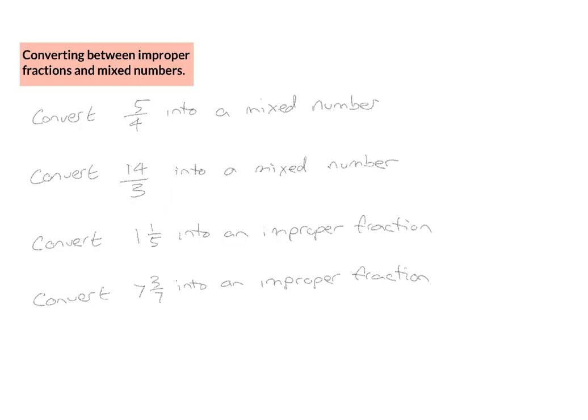Now we have converting between improper fractions and mixed numbers. Remember that an improper fraction is one where the top is larger than the bottom. Sometimes they're called top-heavy fractions. So these two are improper fractions. And then we have mixed numbers, which is a number followed immediately by a fraction.